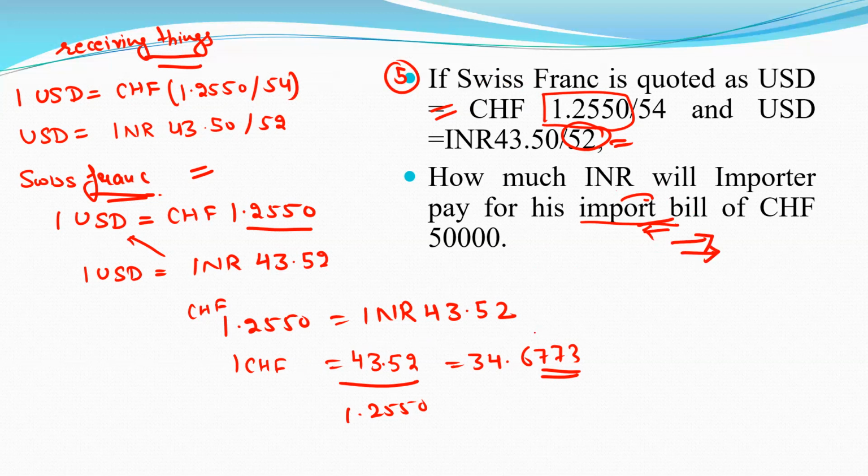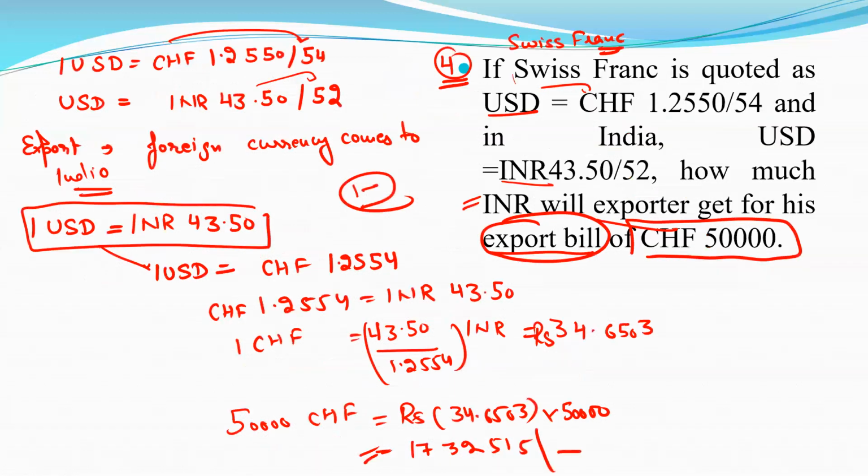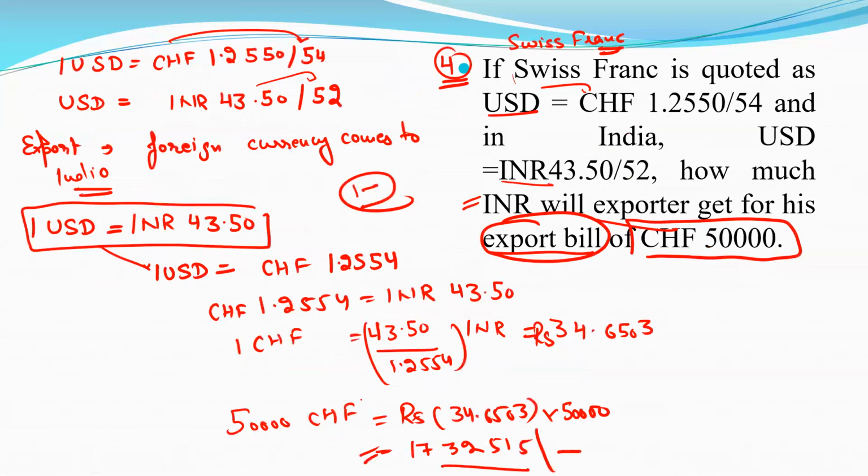So 1 CHF is equal to this, and we have 50,000 CHF. So 50,000 CHF is equal to 34.6773 into 50,000. When we solve this, it comes out to be 1733,865. If we compare both questions, there is very little difference: here 1733, there 1732.